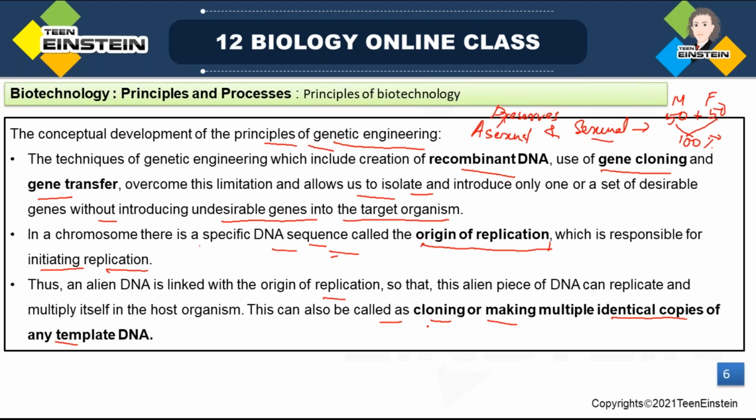Okay. So what is cloning? Along with the host genome, which has the origin of replication, alien DNA can also multiply and produce multiple identical copies of any template DNA. Multiple copies will be there. Identical, clone means exactly similar. There won't be any changes. So multiple identical copies of any template DNA, that is called cloning.